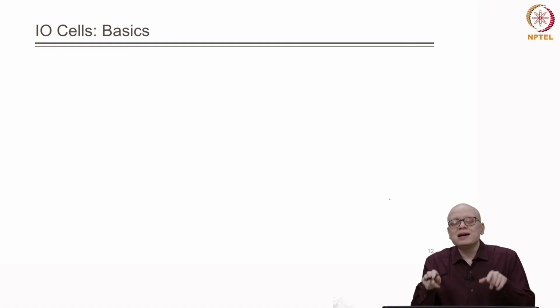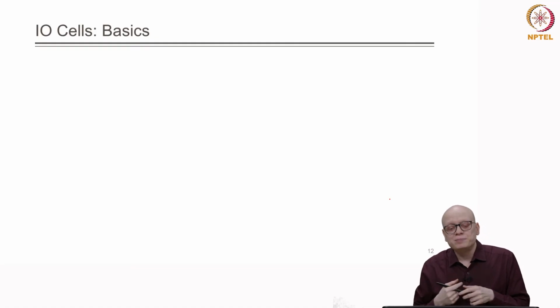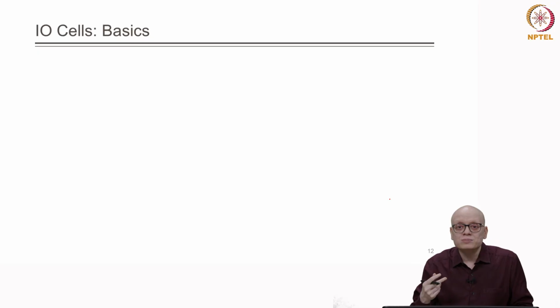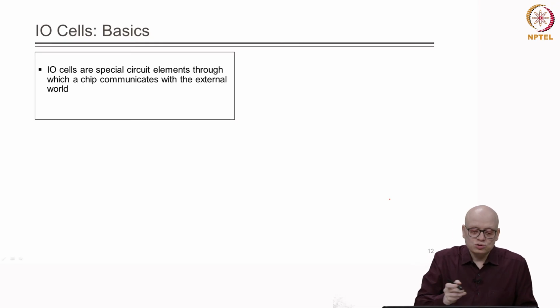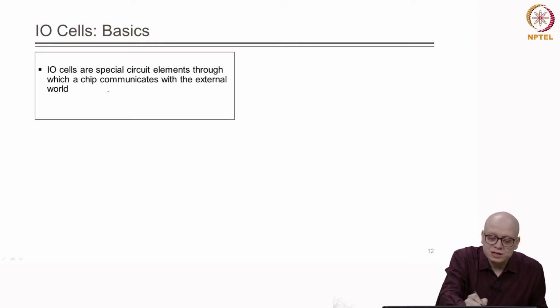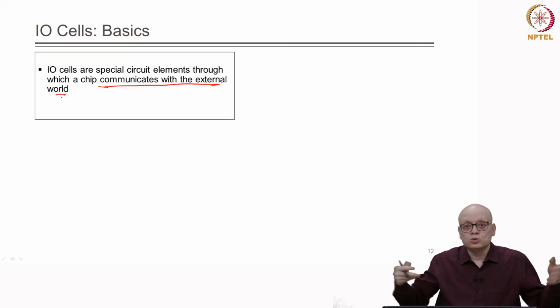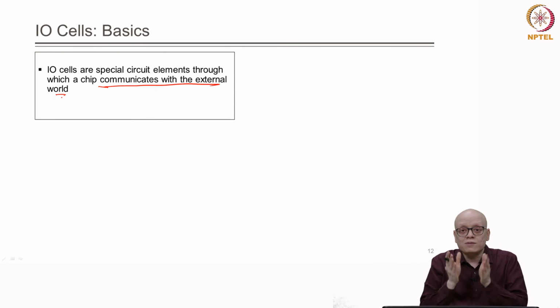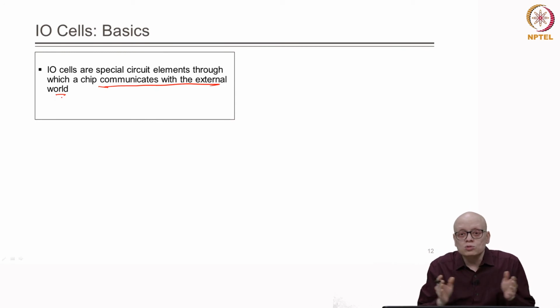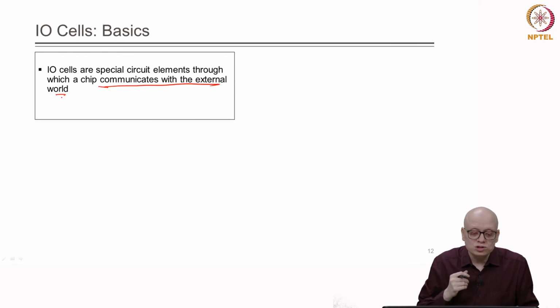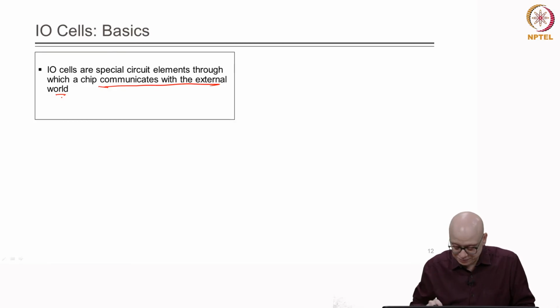So, once we have decided the size of the die and its aspect ratio, the next part is deciding the locations of the IO cells. Now, what are IO cells? IO cells are special circuit elements through which a chip communicates with the external world. The external world will communicate with our chip through some pins, or through some special cells. Those cells are known as IO cells, they are also known as IO pads.